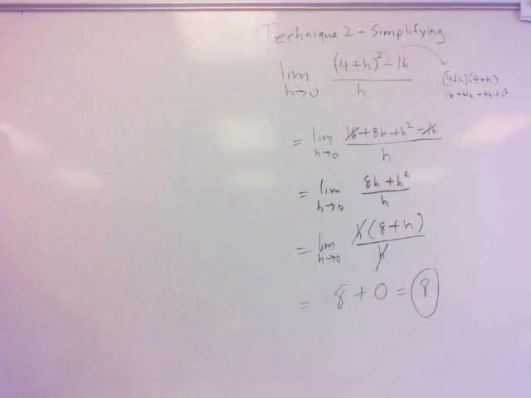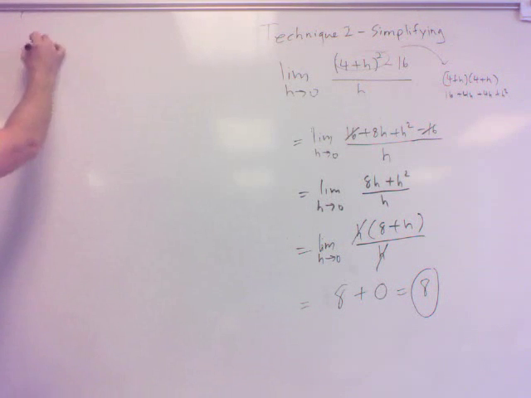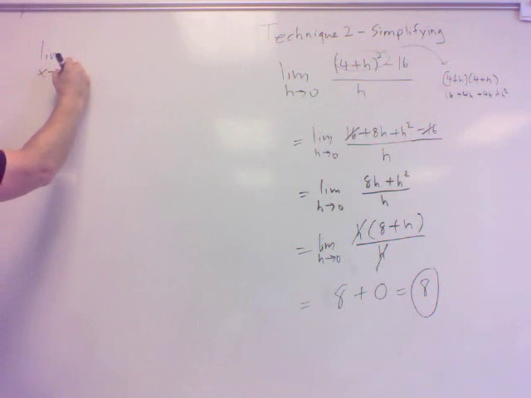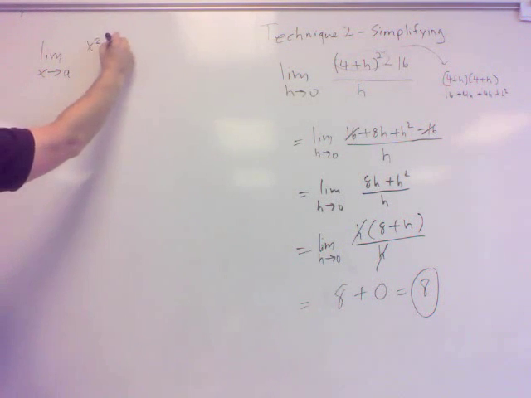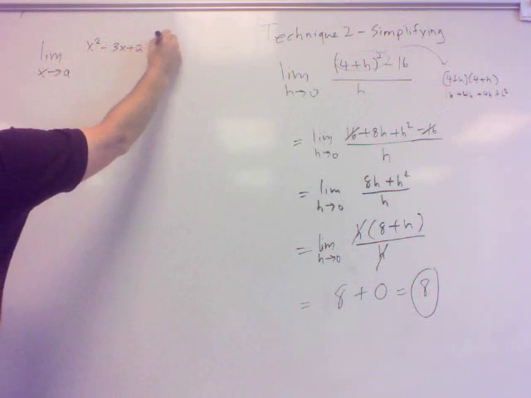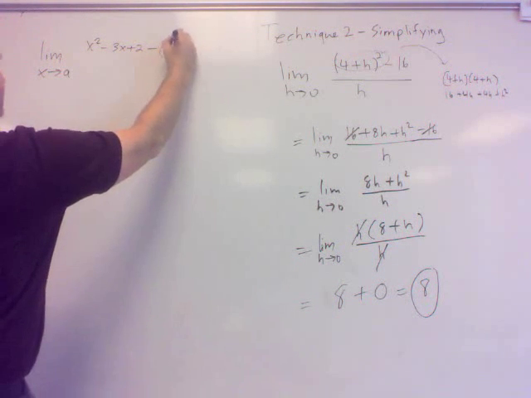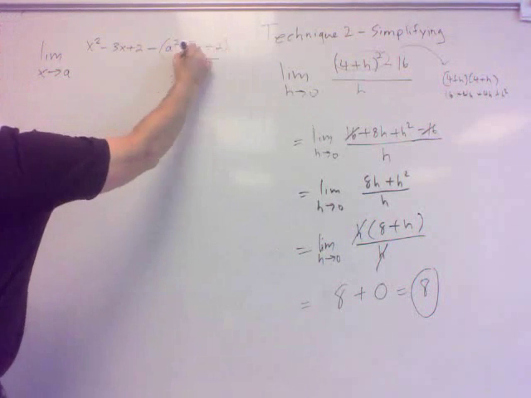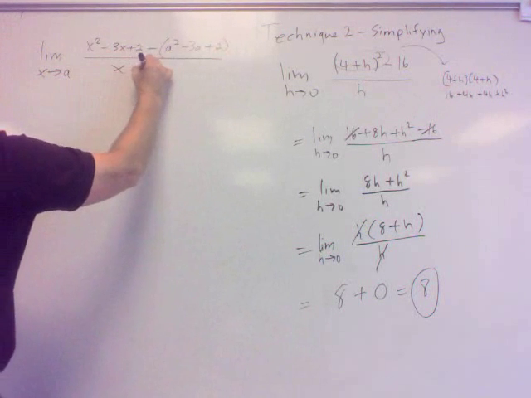Let me do this one right here with you. Limit as x approaches a of x squared minus 3x plus 2 minus, parentheses, a squared minus 3a plus 2, divided by x minus a.